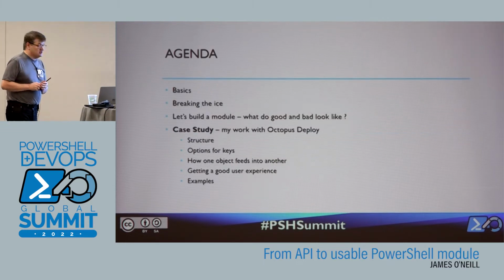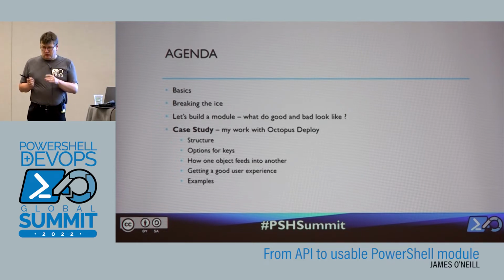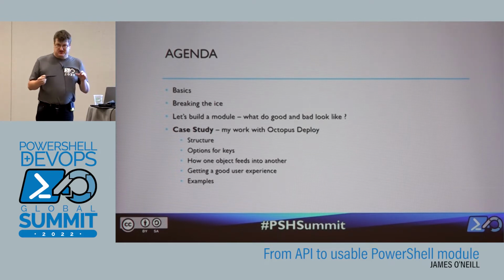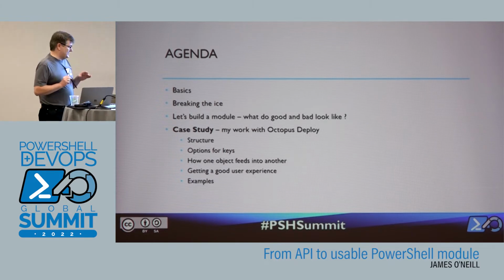So in this session, I'm going to go into a few basics, how we get started with an API, and then what I think a good module looks like, and then start to drill into what I actually did with Octopus Deploy. So some of the structure, some of the stuff about keeping API keys safe, and then some of the design things about how different bits feed together.